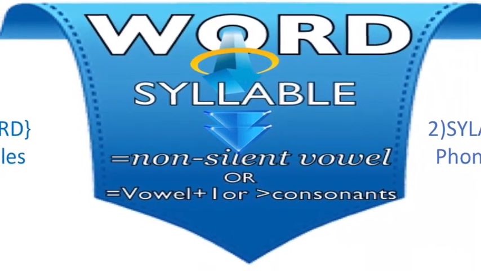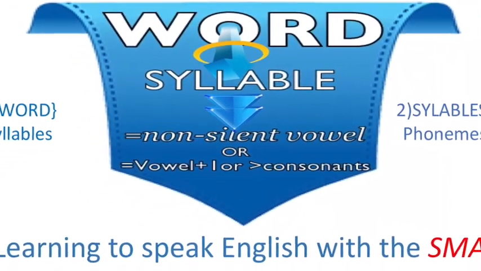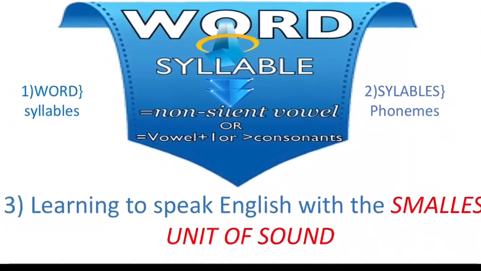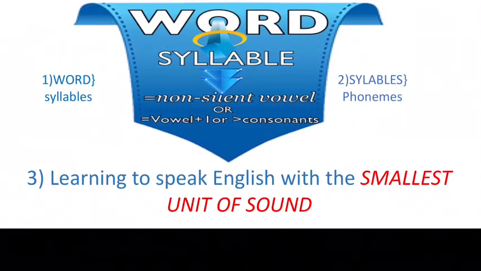In spoken English, you don't see the words, you only hear the sounds. Words are made up of syllables, and syllables are made up of phonemes. So you only hear the sound. So you need to get to the bottom of words, to the very unit of sound, which is a phoneme.